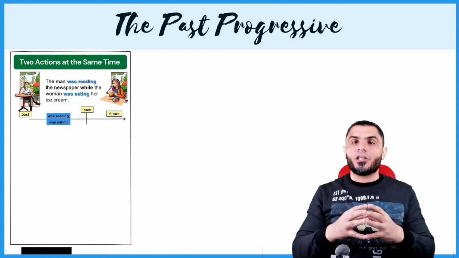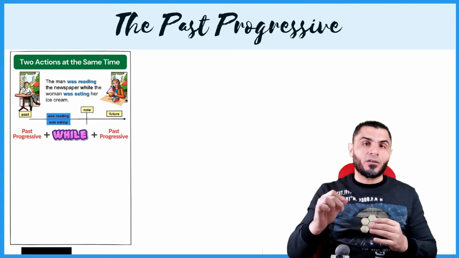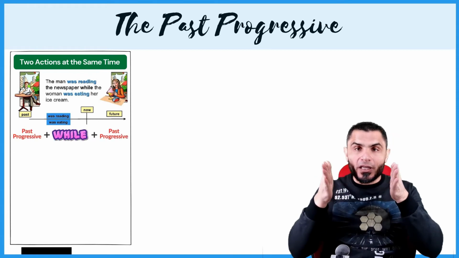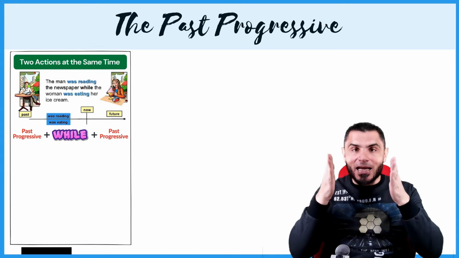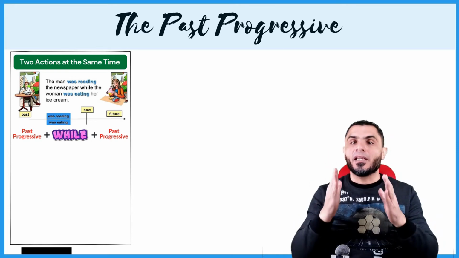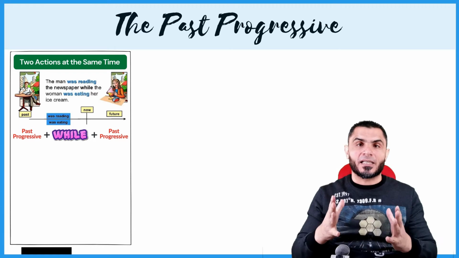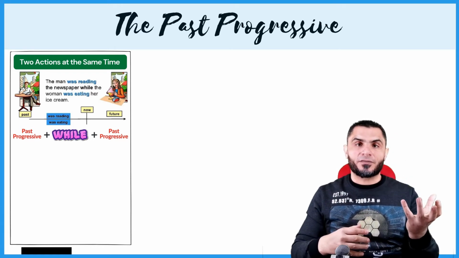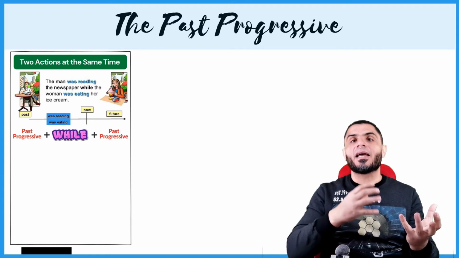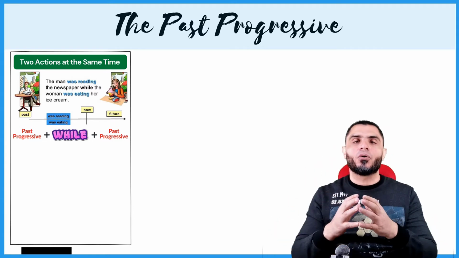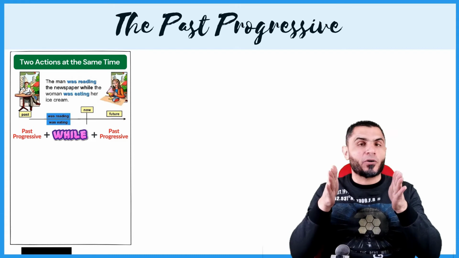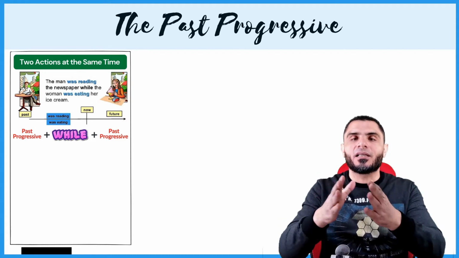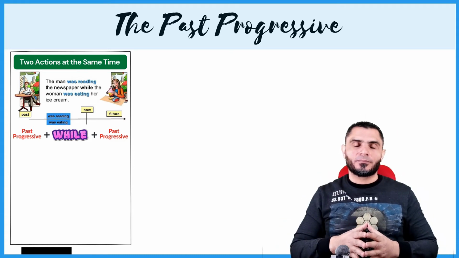The word we've used here in this example is while, which means during the time that or at the same time. It is an indicator of the progressive tense. As you can see, we have used the past progressive before while and the past progressive after while, simply because we are talking about two actions happening at the same time.